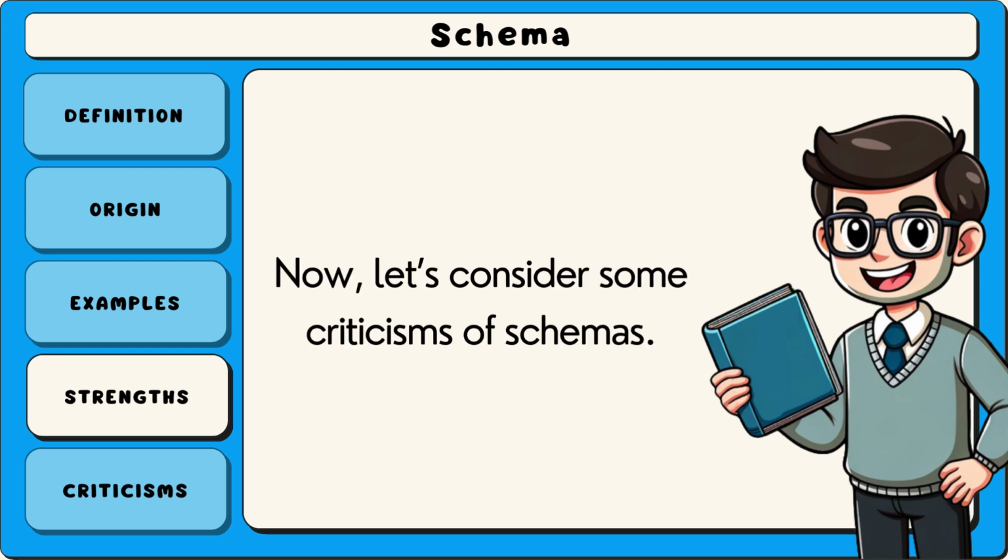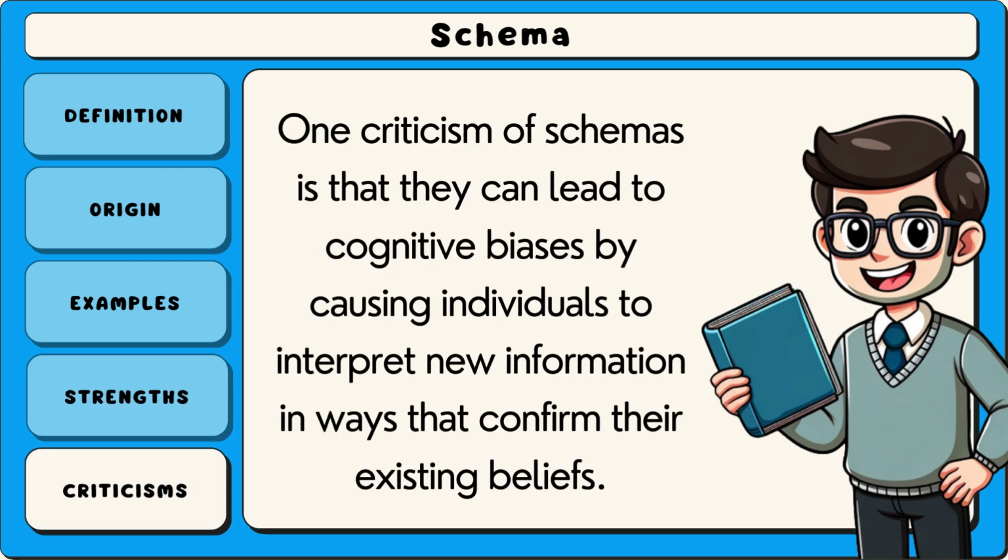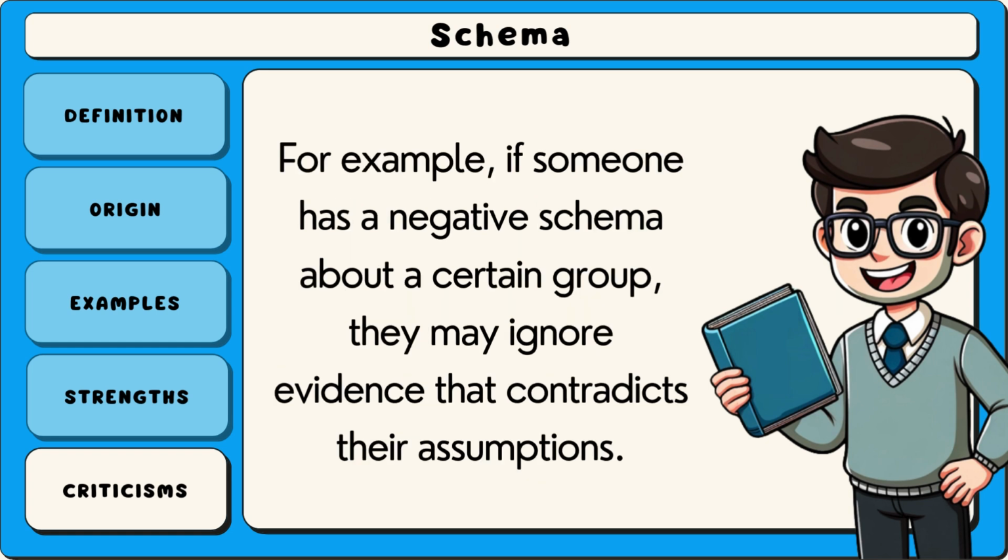Now let's consider some criticisms of schemas. One criticism of schemas is that they can lead to cognitive biases by causing individuals to interpret new information in ways that confirm their existing beliefs. For example, if someone has a negative schema about a certain group, they may ignore evidence that contradicts their assumptions.